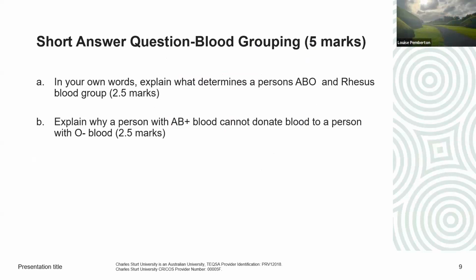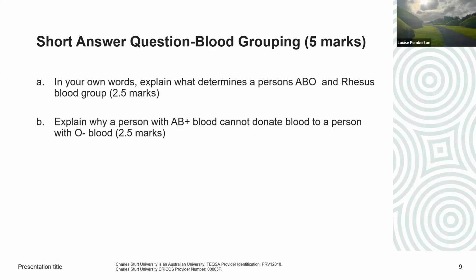Other types of questions that you might see, and generally speaking, if something is worth 2.5 marks, we want 5 correct statements, and you get half a mark for each correct statement. In your own words, could you explain what determines a person's ABO blood group and also their rhesus group? So what do you think you'd be writing about there? You'd be writing about antigens, wouldn't you? That's all that question is asking you about. It's not asking you about the antibodies. It's just asking you your understanding.